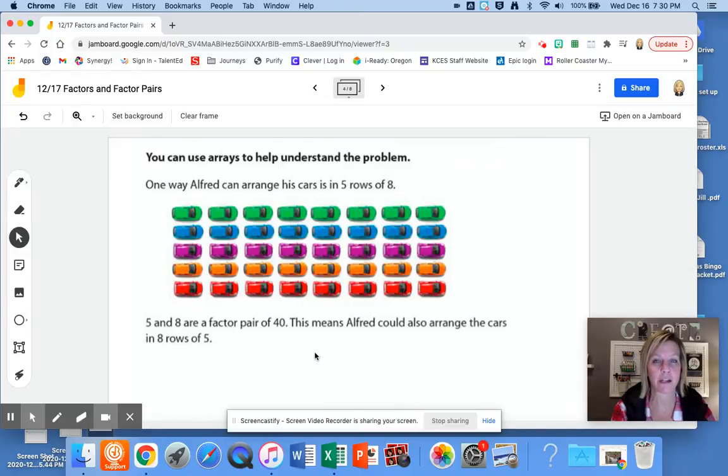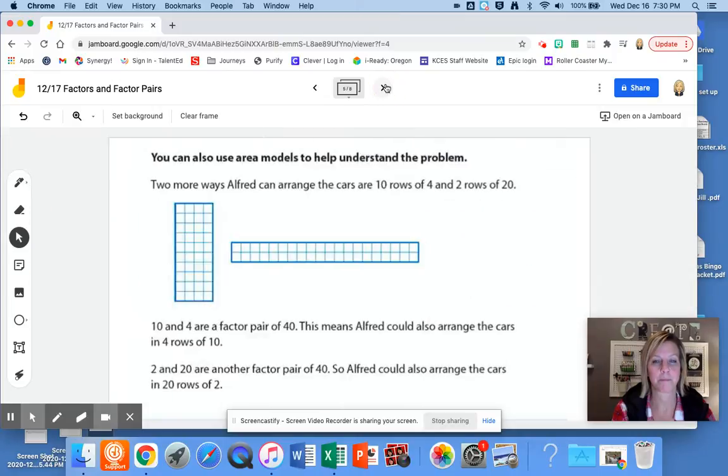So those are factor pairs of 40. So far we've had 1 times 40, the one I gave you, and now we have 5 times 8. Let's see if there's another way.